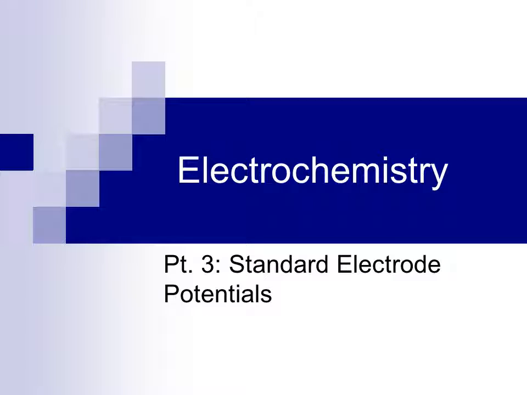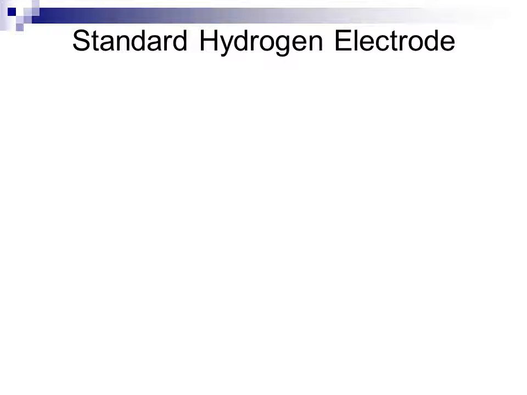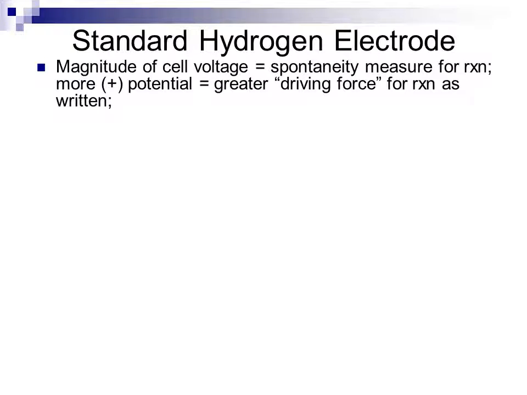Electrochemistry Part 3, Standard Electrode Potentials. The standard hydrogen electrode is something that we use to measure standard potentials. The magnitude of a cell's voltage depends upon the spontaneity of the reaction.